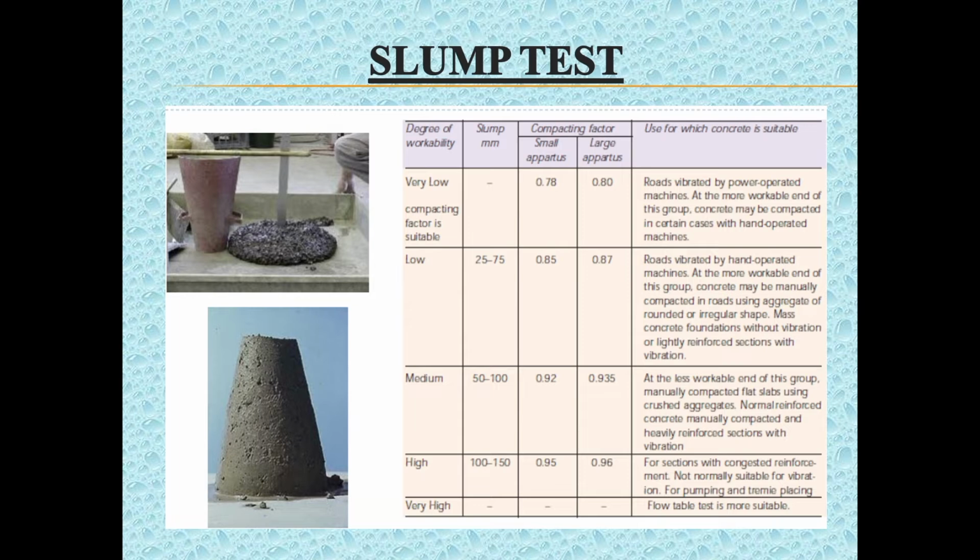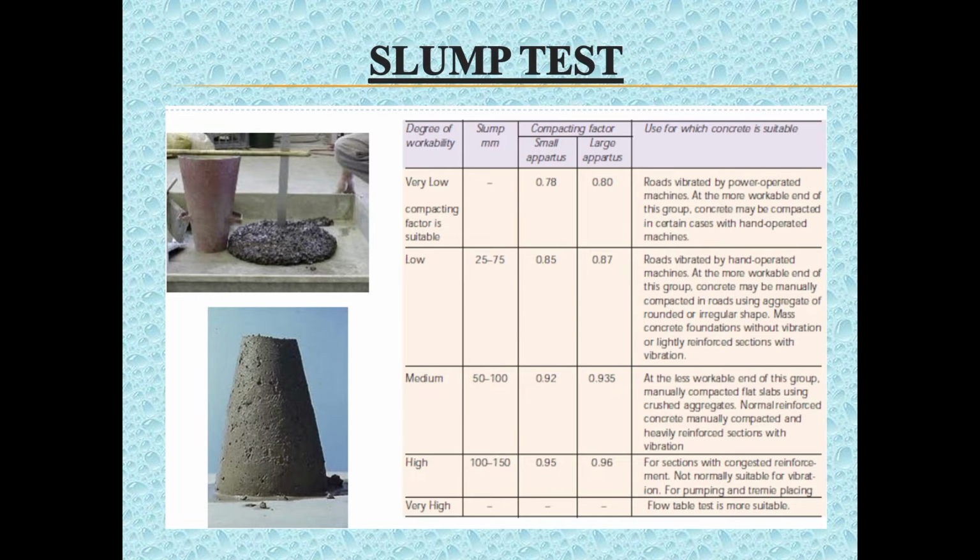Usually, a concrete with very low workability is suitable for roads that are vibrated with power operated machines. A low workability concrete may have slump value from 25 to 75 mm, which can be used for mass concrete foundations without vibrations or lightly reinforced sections with vibrations.